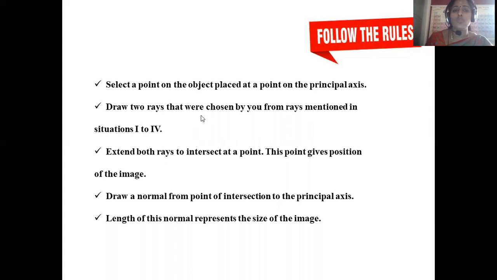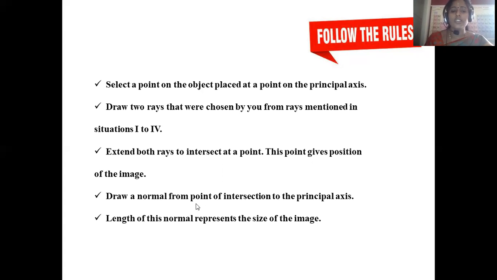And the second is to draw two rays, whichever chosen by you from the rays mentioned in situations 1 to 4. 4 different situations were mentioned. All are obeying these 5 rules. So with these 4 situations, you are going to draw the 2 rays from the object, so that you will get different kinds of images. This is the second condition. And third is to extend both rays to intersect at a particular point. This point gives the position of the image. Wherever the convergence of the lines is possible, there only image formation is possible. This is another fundamental thing.